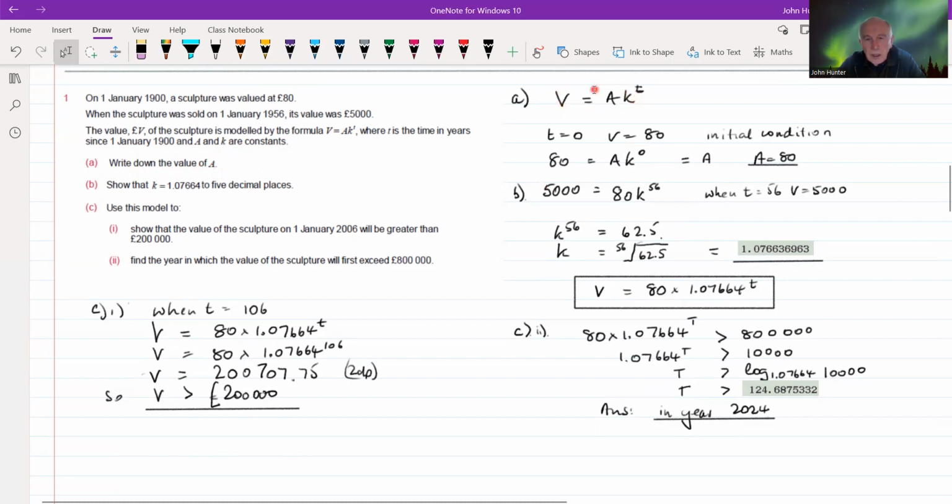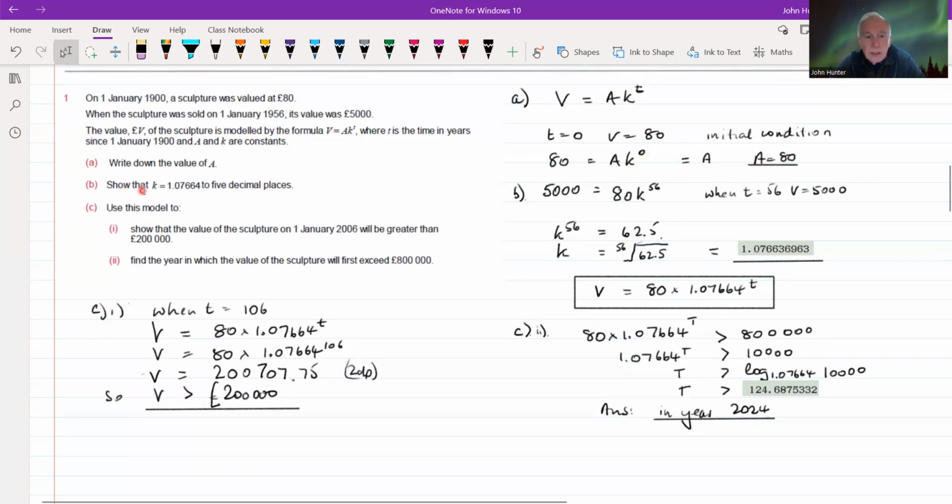Okay, so there we've got our equation. I mentioned that these are the boundary conditions, but of course the boundary conditions are not always given to you explicitly: T equals 0, V equals 80. Sometimes they're implicit from these statements, so you have to be able to pick those out of there. So in this case, when T equals 0, V equals 80. We plug those values into the equation, then we're going to get 80 equals A times K to the power of 0, K to the power of 0 being 1, and therefore A is equal to 80.